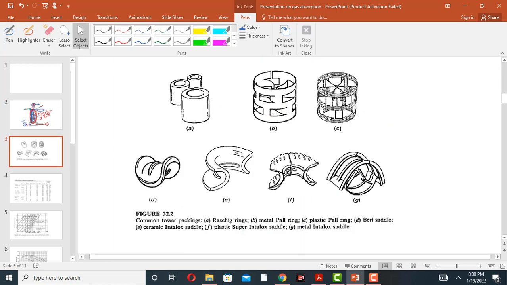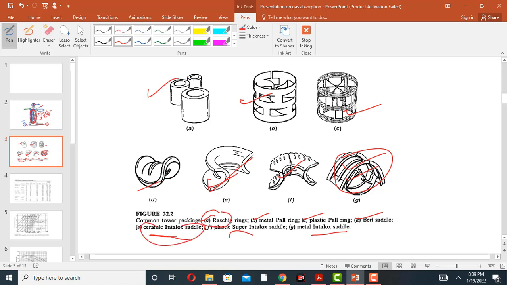Now what are the packing materials? These are some packing materials. This one is called the raschig ring. B is the metal pall ring, and C is the plastic pall ring. D is the berl saddle, and E is the ceramic intalox saddle. This one is the plastic super intalox saddle, and this one is the metal intalox saddle. Usually we use raschig rings or these saddles. These are the packing materials.